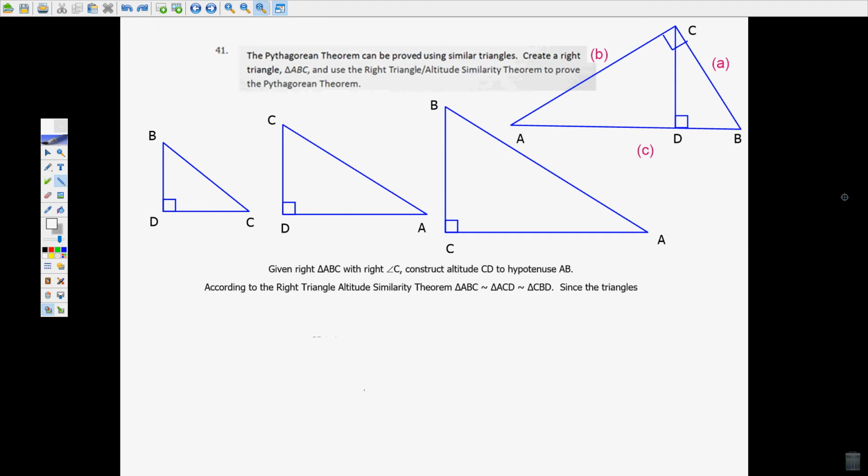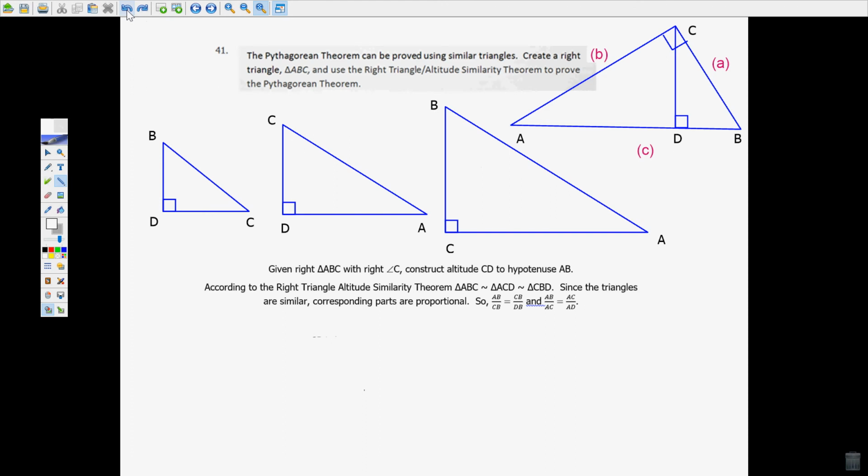According to the right triangle altitude similarity theorem, the small triangle is similar to the medium-sized triangle is similar to the larger triangle, and that's written this way, and I've untangled my triangles. Triangle ABC is the big one. Triangle ACD is the medium-sized one over here. And triangle CBD is the small one over here. The way I name them is I match up their right angle first, and then their short sides, and then the pointy side, is what I like to call it.